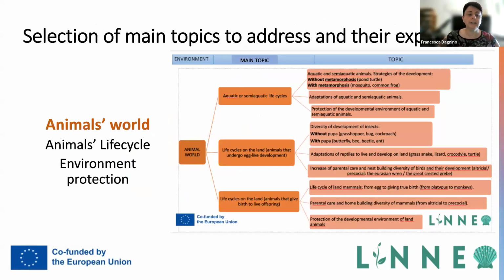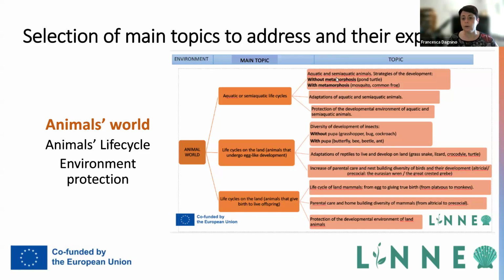Now I show you the topics and how we exploited them in the different worlds. In the animals of the land world, we addressed two main topics, which are animals' life cycle and environment protection. As you can see, we divided the main topic into three smaller subtopics, which are aquatic or semi-aquatic life cycles, on the land animals that undergo egg development, and life cycles on the land, animals that give birth to live offspring.